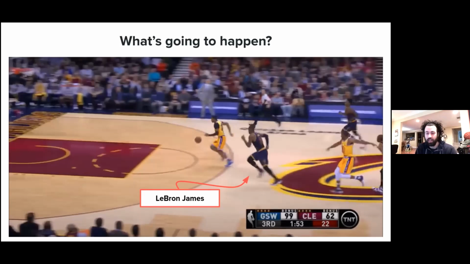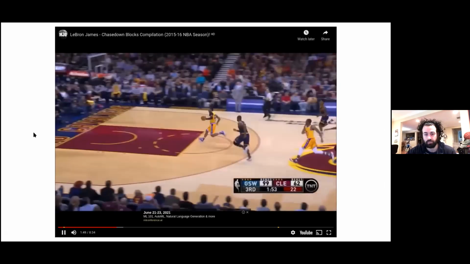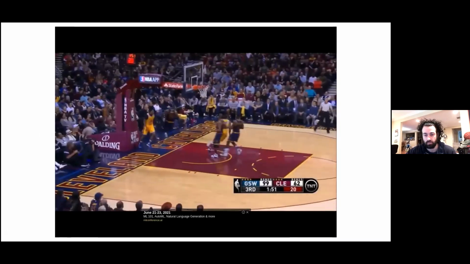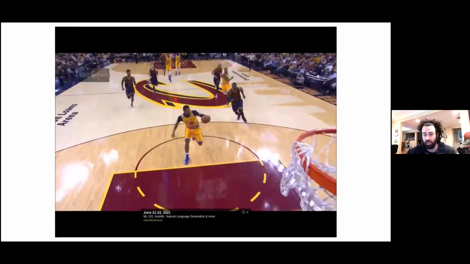If there are any NBA fans in the audience, I want you to take a few seconds and try to predict what's going to happen shortly after this moment, featuring LeBron James, who's trailing behind a ball handler who looks like he's about to go in for a layup. Okay, so let's see what happens. From another angle.